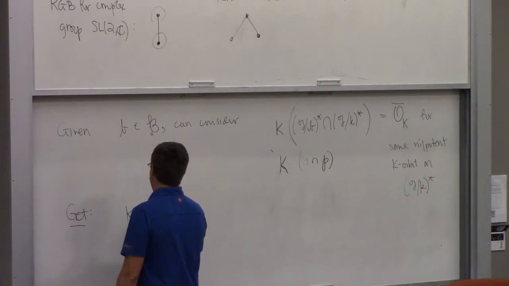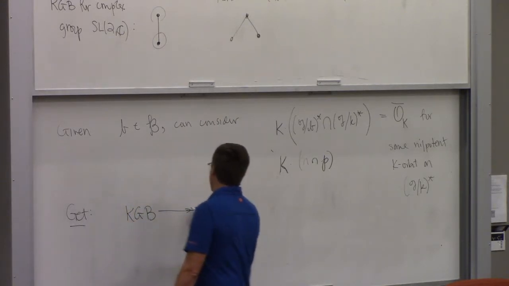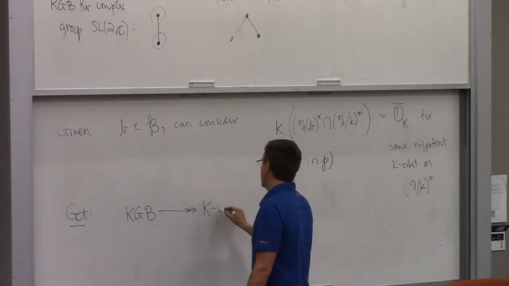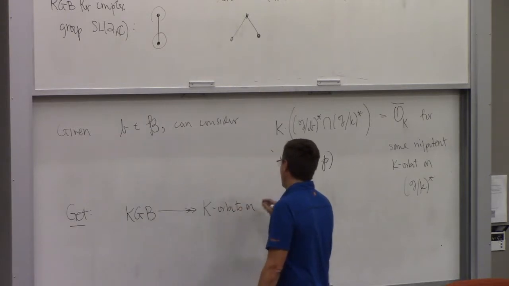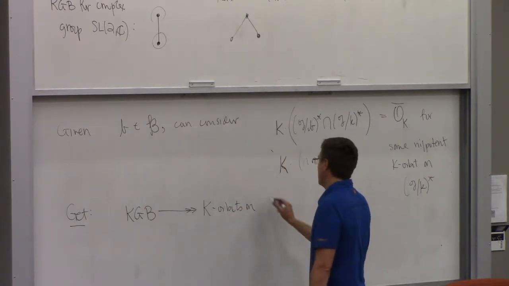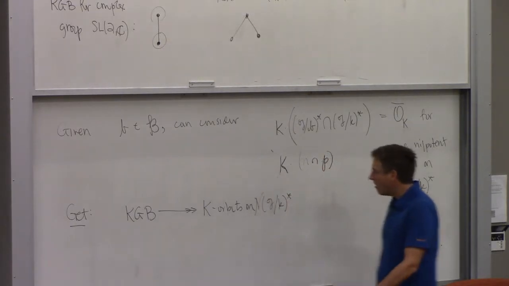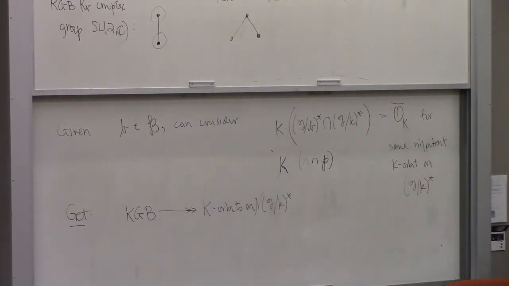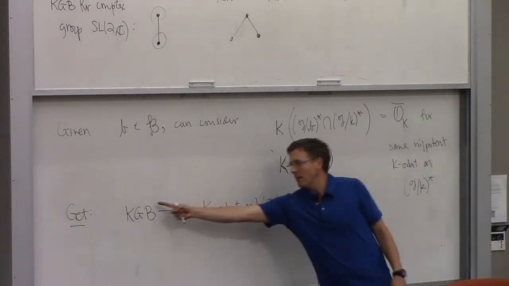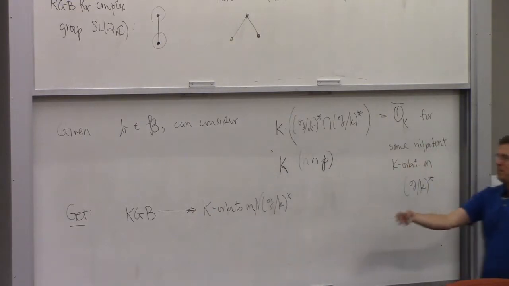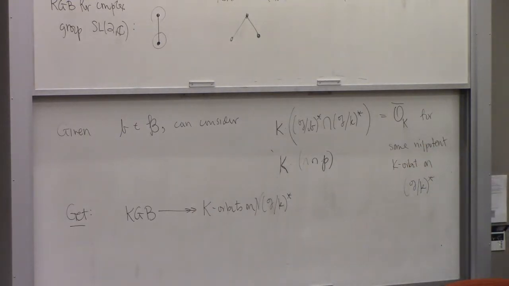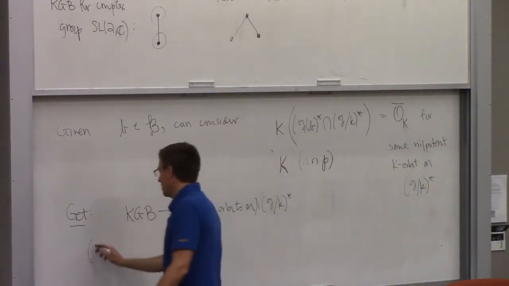Get a map from KGB to K orbits on G mod K star. So the idea to parameterize the image would be to select some canonical representatives in KGB. And for SL2R, you don't have to select anything. And for SL2C, these are just bijections.